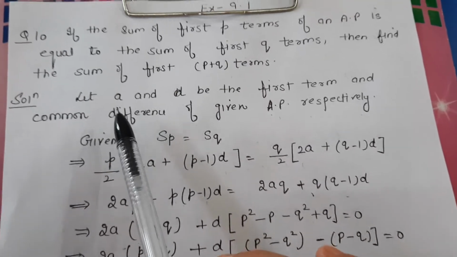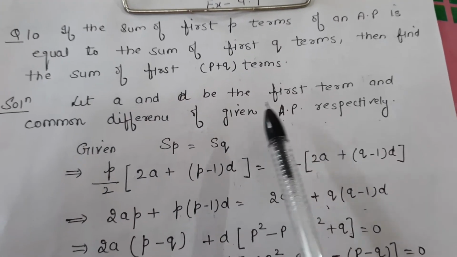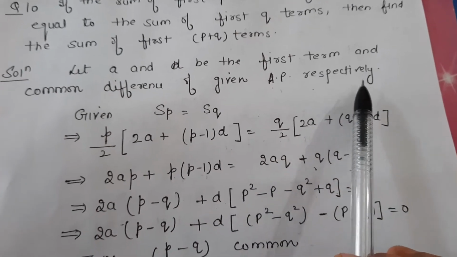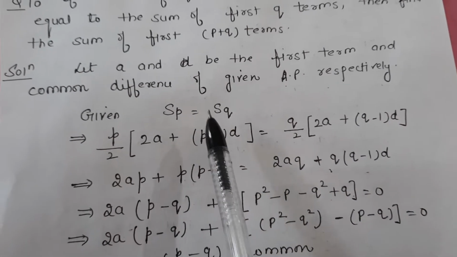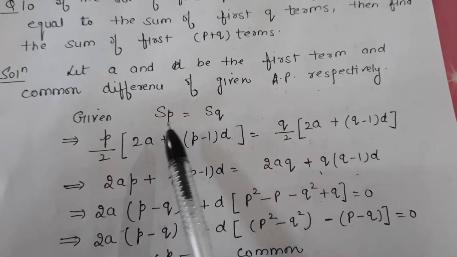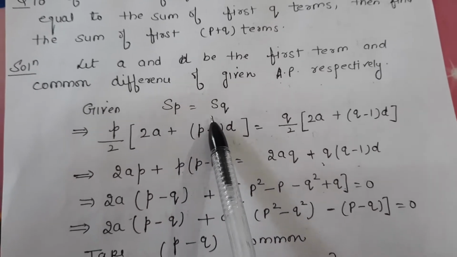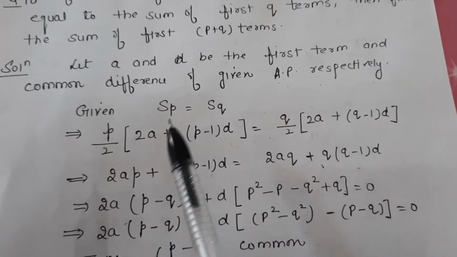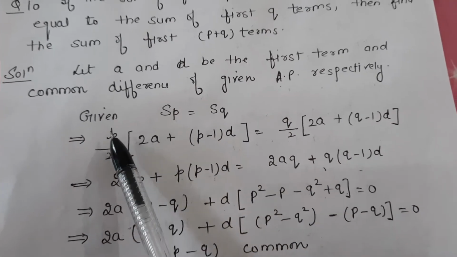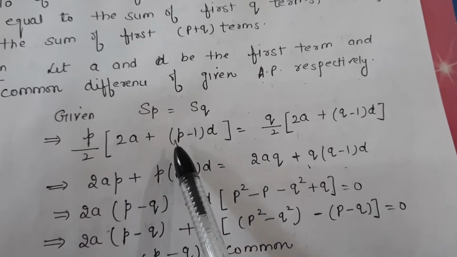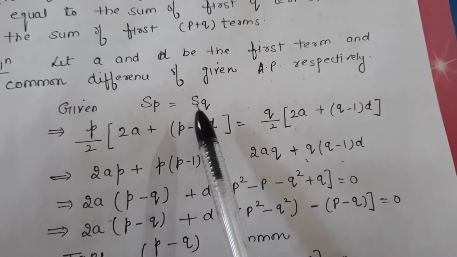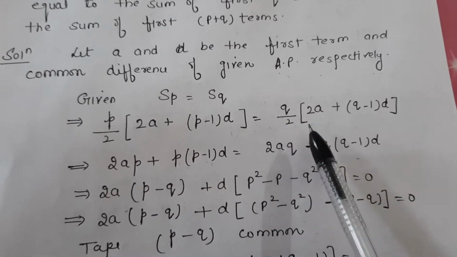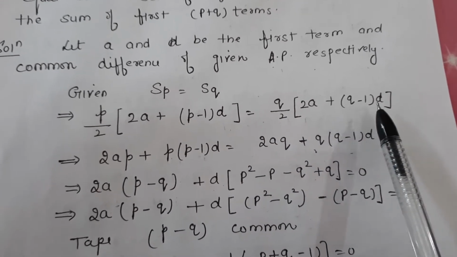First we assume that A and D are the first term and common difference of the given AP respectively. Now, we are given SP is equal to SQ, or the sum of first P terms of an AP is equal to the sum of first Q terms of an AP, right? So, SP is P by 2, 2A plus P minus 1 into D. On the right hand side, apply the formula of SQ, that is Q by 2, 2A plus Q minus 1 into D.